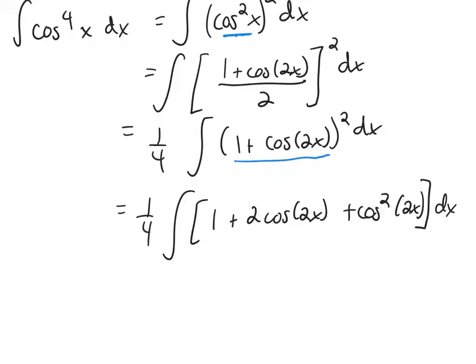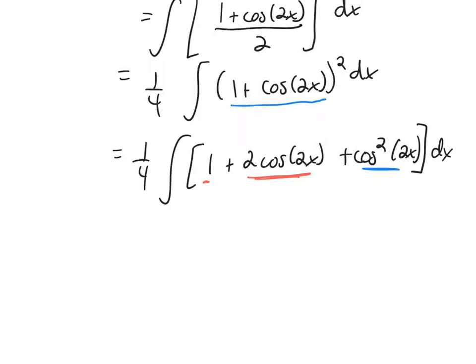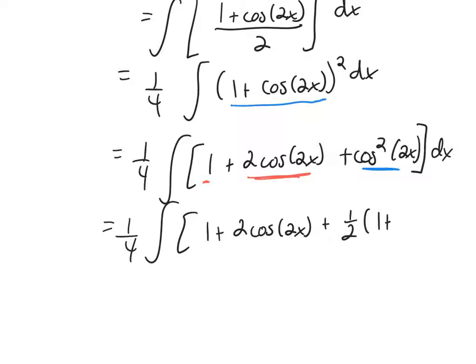I know how to integrate 1. I know how to integrate cosine of 2x. You would do a substitution. But if you look on this last one right here, the power is even. So we're going to have to use our formula again that we used earlier. 1 plus 2 cosine of 2x, and this will be plus 1/2, 1 plus cosine, and make sure to double it, so it would be 4x now.